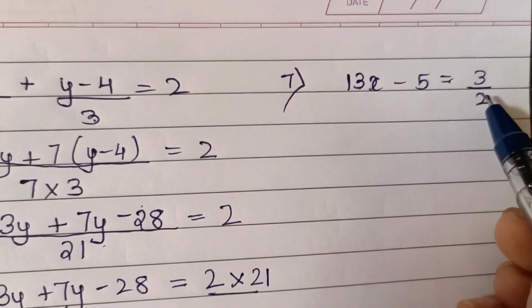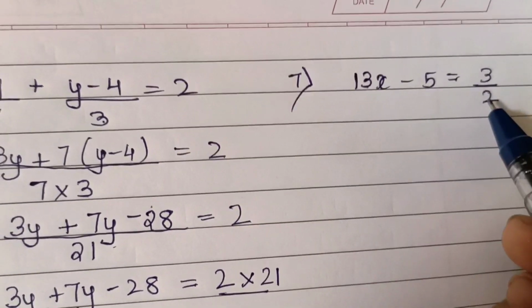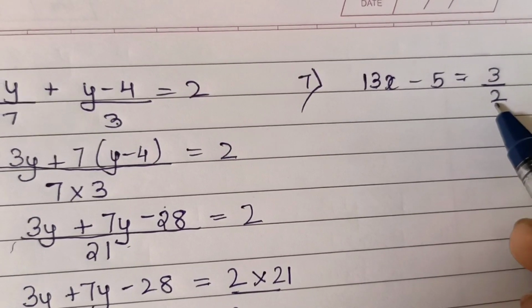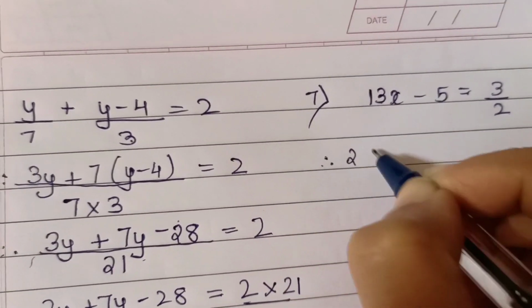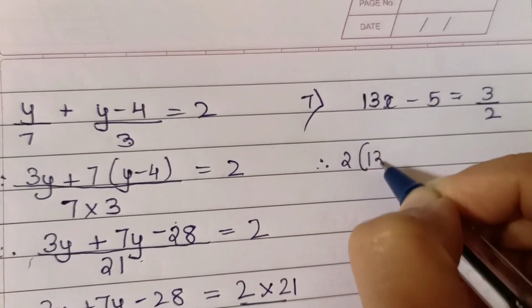In this question, as you can see on the right hand side, we have a fraction. The denominator, we will transpose it to this side. So 2 will be multiplied by the left hand side.